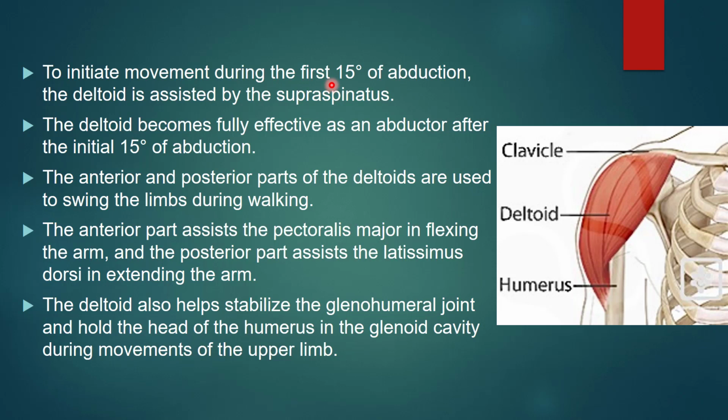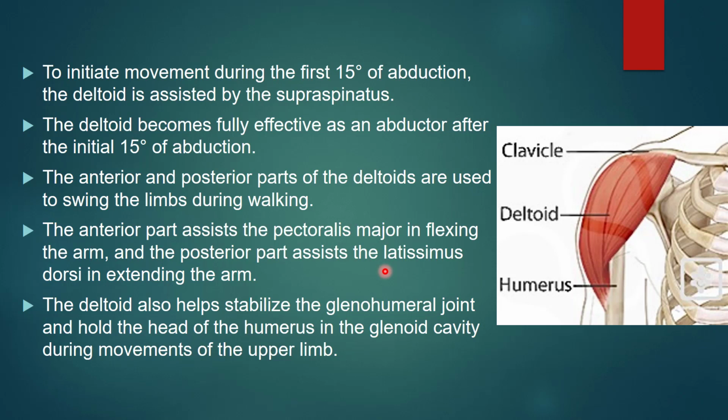The anterior part assists the pectoralis major in flexing the arm, and the posterior part assists the latissimus dorsi in extending the arm. So there are two opposite functions. One is flexion. The anterior fibers will do the flexion along with the pectoralis major, and the posterior part will do the extension of the arm along with the latissimus dorsi.